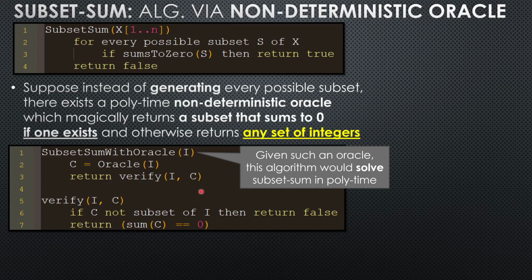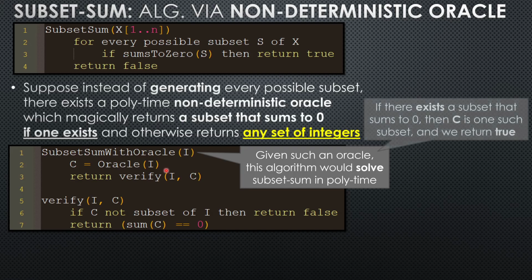So this actually, given this oracle that satisfies this property, is a complete solution, and it's polytime because our verify algorithm is polytime. I argued we can check whether C is a subset of I in time that's polynomial in the input size, and we can check whether the sum of C is 0 in polytime, and the oracle call is polytime. So this is all polytime. So this is a polytime solution if we assume that there's a non-deterministic polytime oracle. So this means that subset sum is in the complexity class NP, non-deterministic polytime.